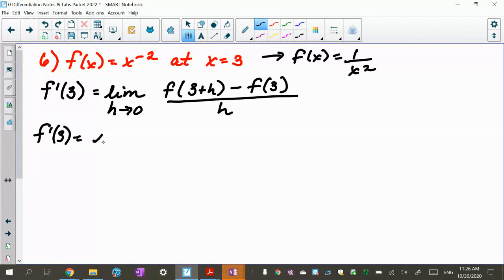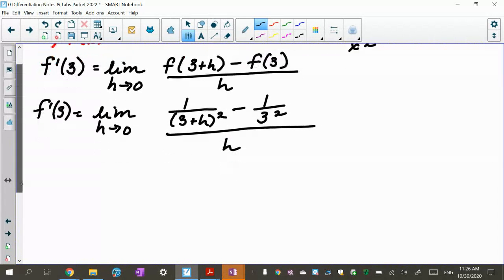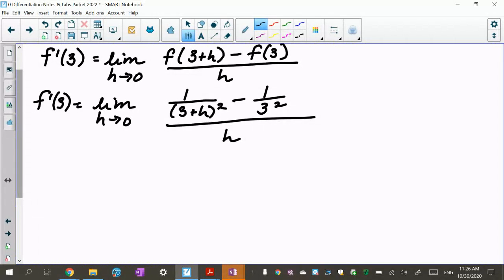All right, so now when I plug it in, f prime of 3 is the limit, because I got to get rid of those f's, as h approaches 0, of 1 over (3 plus h) squared minus 1 over 3 squared, all over h. Now I've plugged it into the formula. The f is gone. Now if I look at this, this is really 1/9.